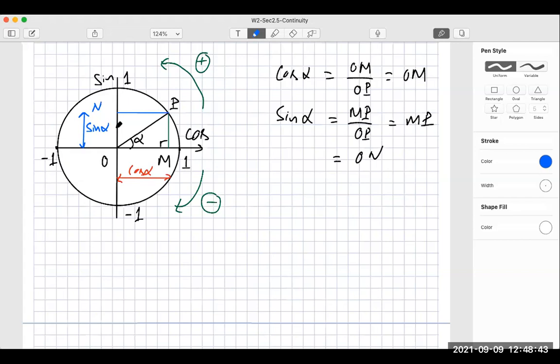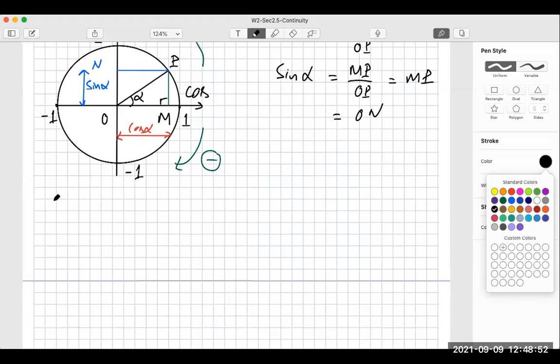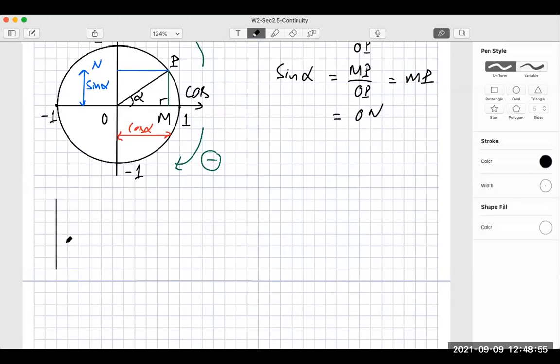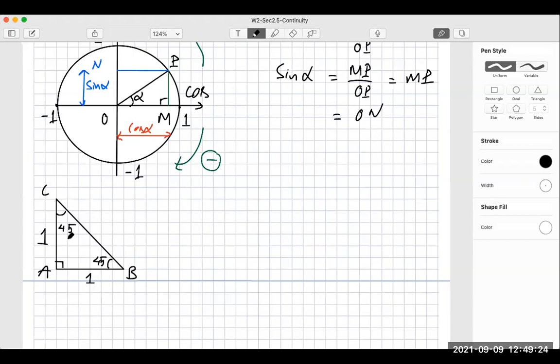So now look at this. Some special triangle, which is super useful. If we're given this right angle here, and this is 45 degrees, this is 45 degrees. A, B, and C. This is the right angle here, right? How big are AB and AC? Yes, if AB is 1, then AC should also be 1, right?